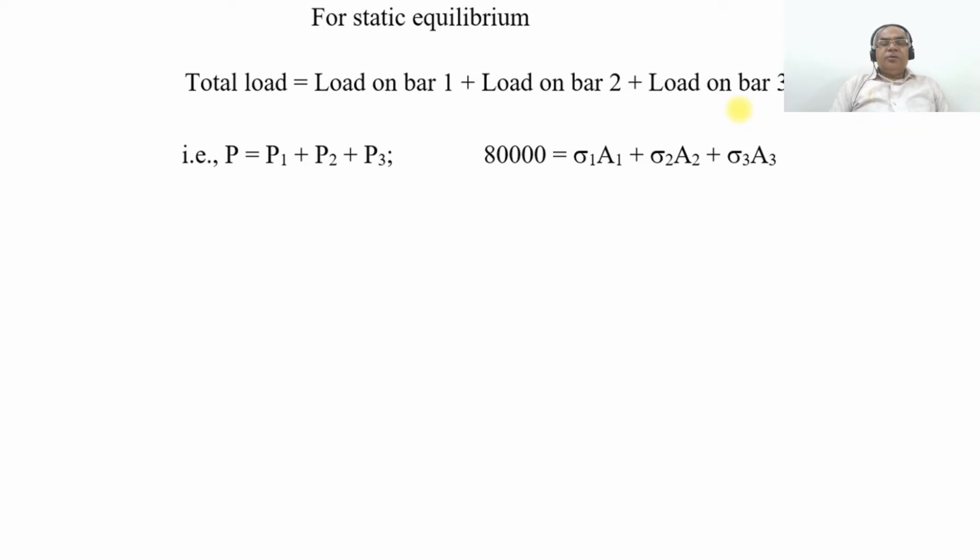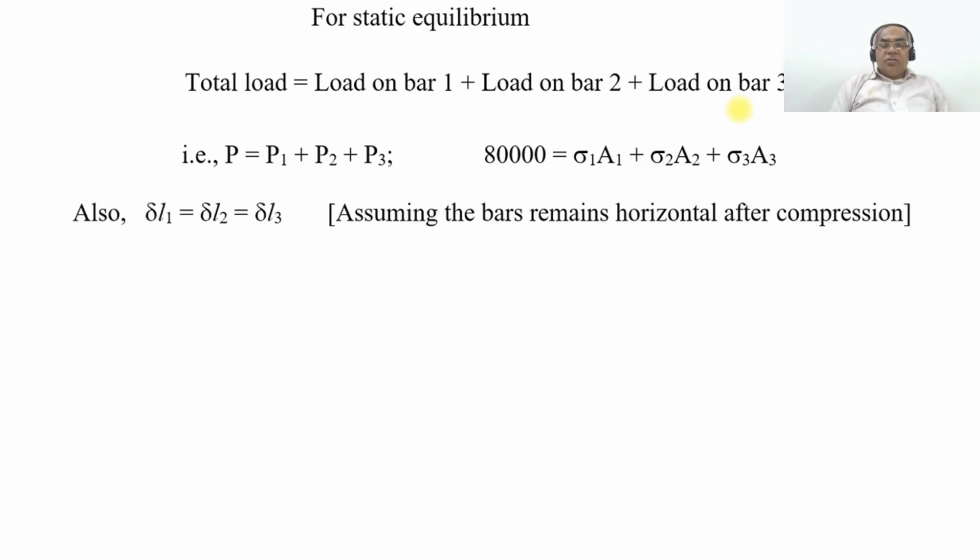So we have 80 kilonewton which is applied from the top. So that will be equal to 80 into 10 to the power of 3, which is nothing but 80,000, which will be equal to P1, the load carried by bar 1, which is sigma 1 into A1 plus sigma 2 into A2 plus sigma 3 into A3. Also we know that delta L1 is equal to delta L2, which is equal to delta L3, as it is given that the bars remain horizontal after the compression because the load is applied from the top. And not only that, the top surfaces of all the 3 bars are bearing on the bottom surface of the horizontal bar.